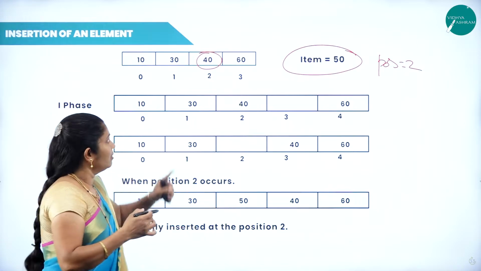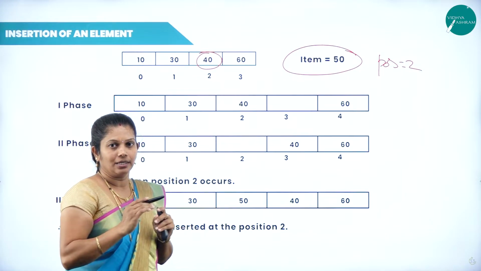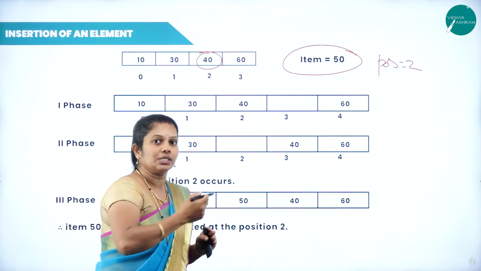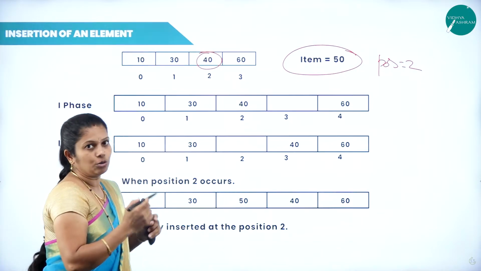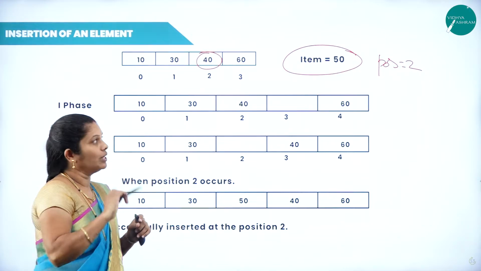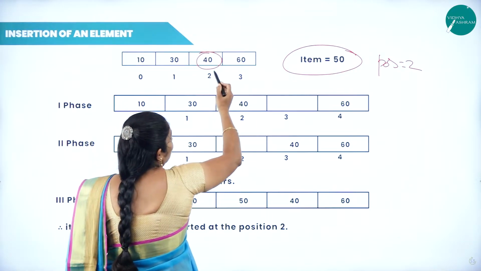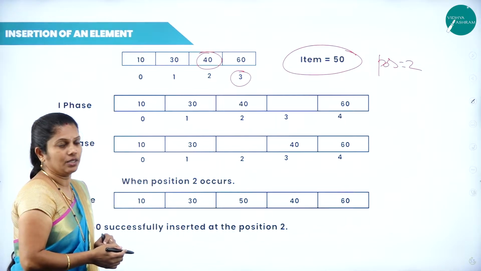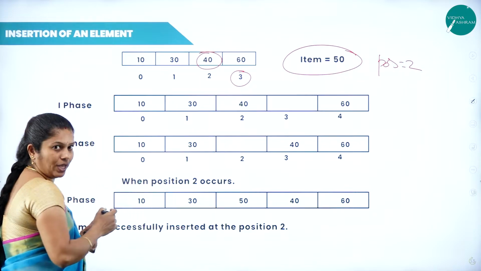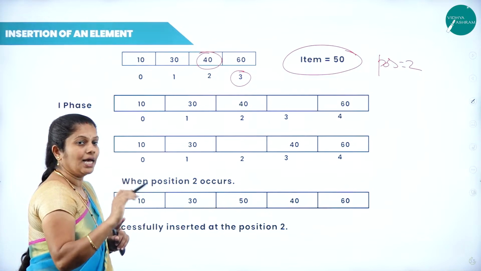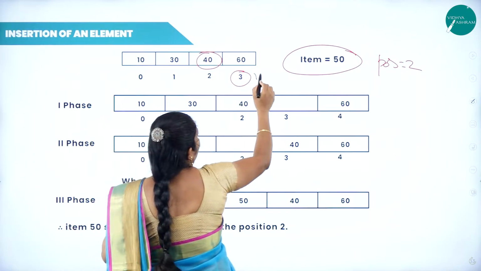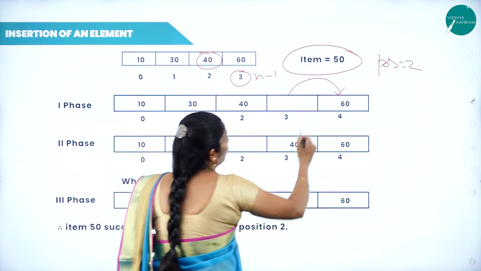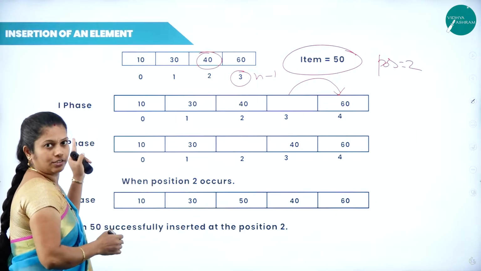If I want to insert, already I am having value 40 there, then it is not possible to insert directly. Then the shifting process has to take place. How to shift? Which element do we have to shift? While shifting, we have to shift the element from the last position to higher order position. In the first phase, we have shifted the last element, that is the n minus 1 element, from the third position to the fourth position. That is our first phase.